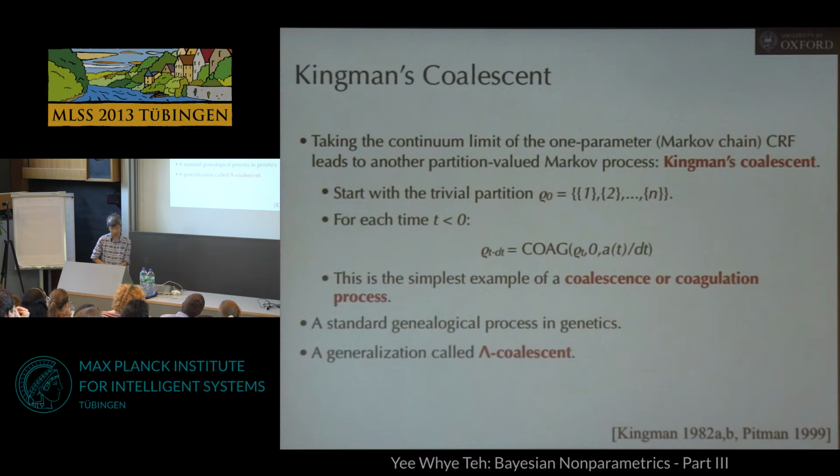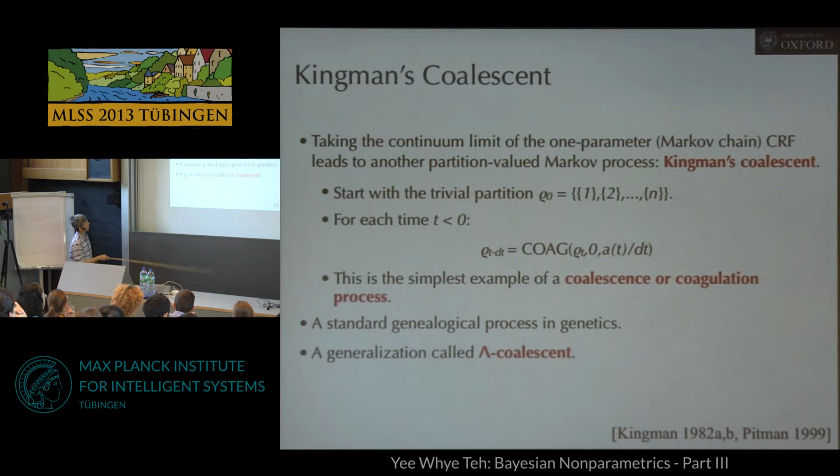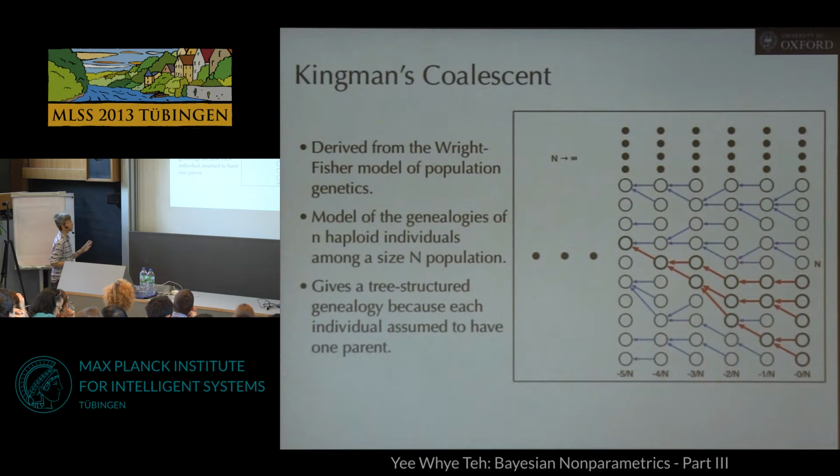Okay. You can also take the Chinese restaurant franchise, which is this sequence of coagulating partitions, and again take the continuum limit. And it turns out that the continuum limit is related to a model from genetics called Kingman's coalescence. Okay. And again, there's a generalization to more general coalescent processes called lambda coalescence. So Kingman's coalescence is a very nice model of genetic ancestry in a set of individuals in a population.